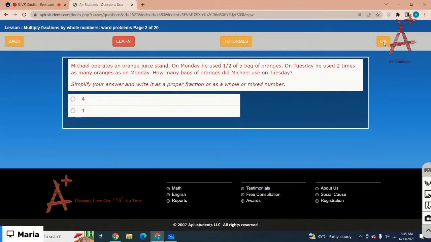Okay, Michael operates an orange juice stand. On Monday, he used half of a bag of oranges. On Tuesday, he used two times as many oranges as on Monday. How many bags of oranges did Michael use on Tuesday? So, which is the correct option? You have to do 2 times 1 over 2. So, which is the correct option?